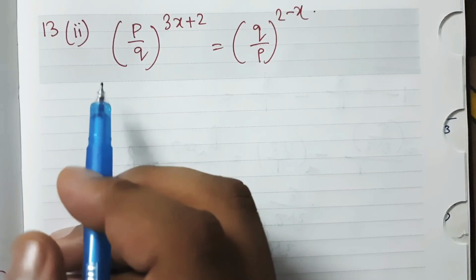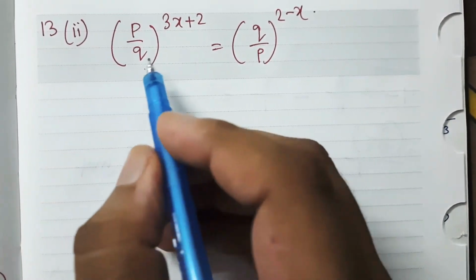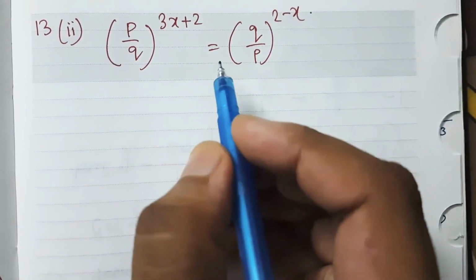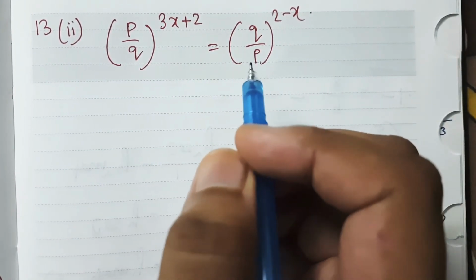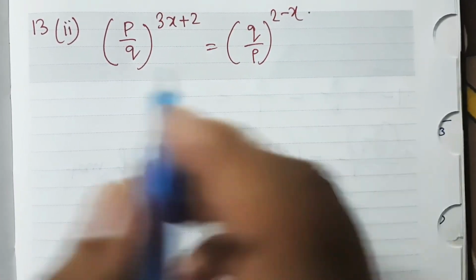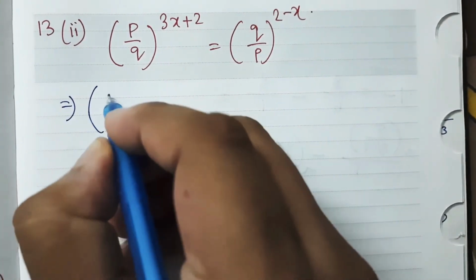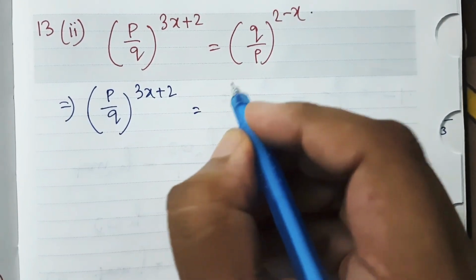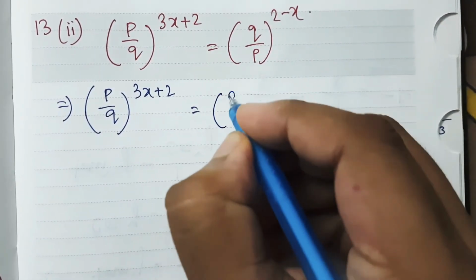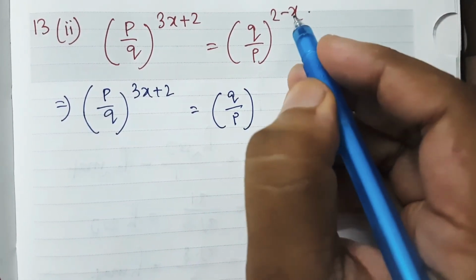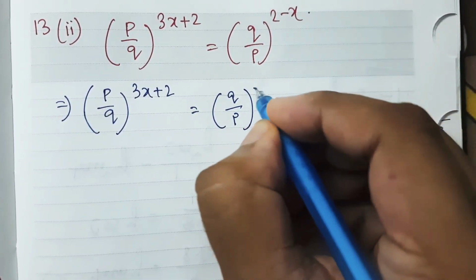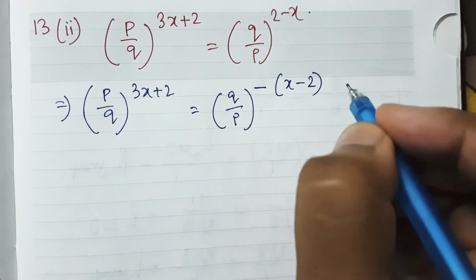This is the last problem of this exercise. Now here also you need to find the value of x. Here also I am going to apply a trick. It is kind of like the previous one. So this is the left hand side, (p/q) whole to the power 3x plus 2. And here (q/p) whole to the power, I am taking minus 1 common from this power only. So minus (x minus 2) we can write.